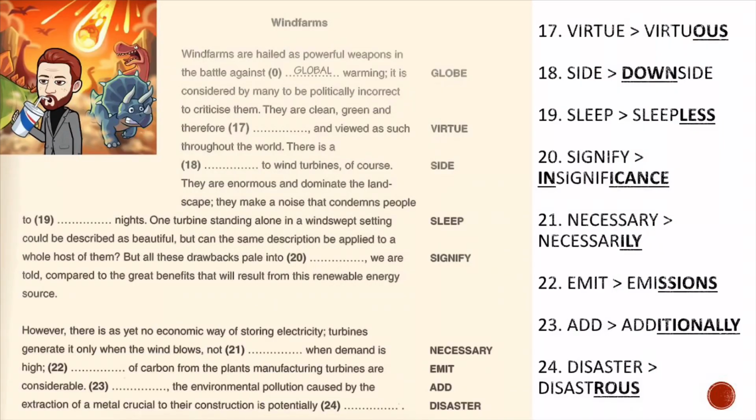And lastly, we have the word disaster. The environmental pollution caused by the extraction of a metal crucial to their construction is potentially disastrous. Okay, so we've changed disaster, which is a noun, to an adjective. Okay, and just be wary of the spelling change. Okay, disaster, the er is taken off if you like, or the e is taken away, and it's now disastrous. O-U-S.